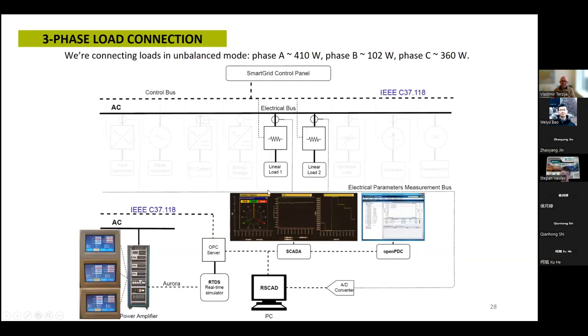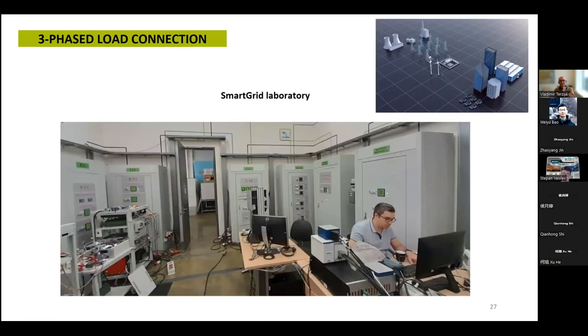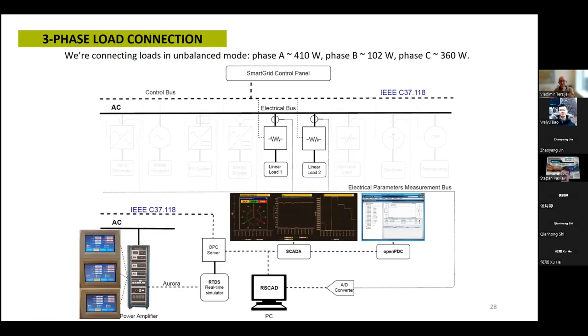So speaking more about this scheme, using our four quadrant PAV 5000 amplifier, we can connect all this laboratory to our virtual model in RTDS and run it all in real time. It means to integrate them together. Yes, exactly. And running the simulation in that way, I mean, virtual model and physical equipment, we can conduct some cyber physical tests.